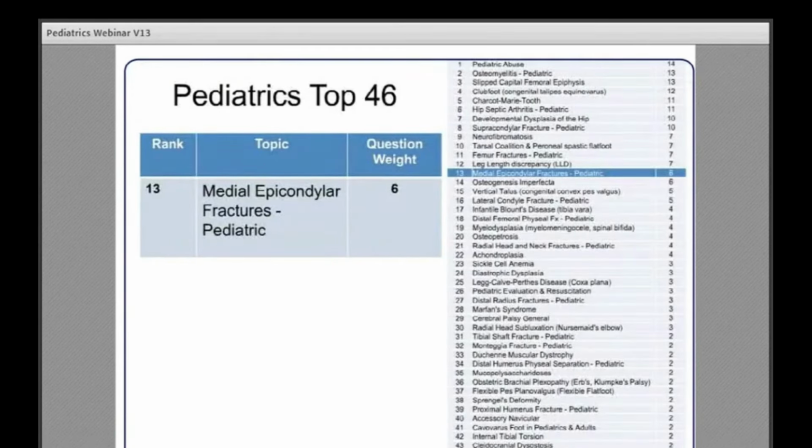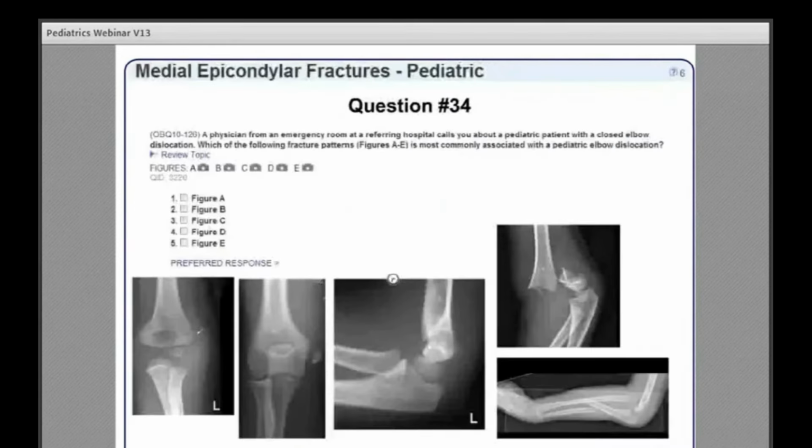Next, medial epicondyle fractures. A physician from an emergency room at a referring hospital calls you about a pediatric patient with a closed elbow dislocation. Which of the following fracture patterns, figures A through E, is most commonly associated with a pediatric elbow dislocation? So you can see here that they have a variety of injuries represented.